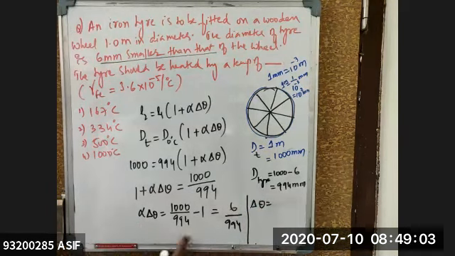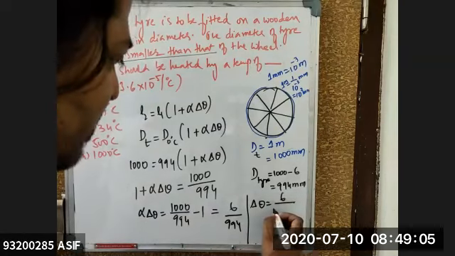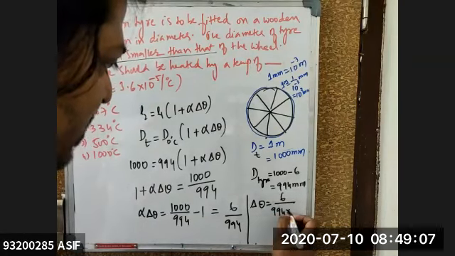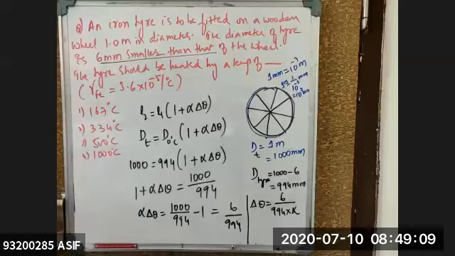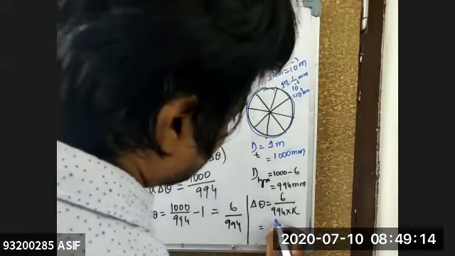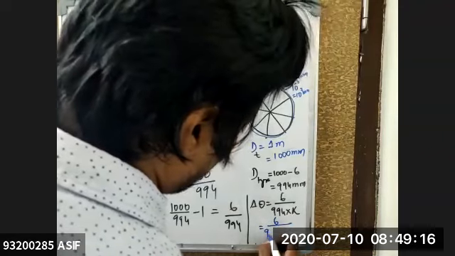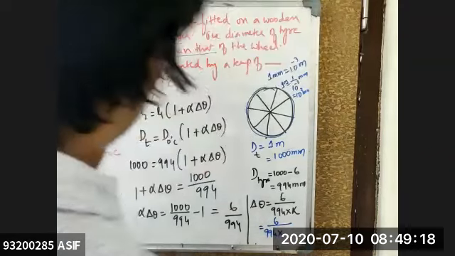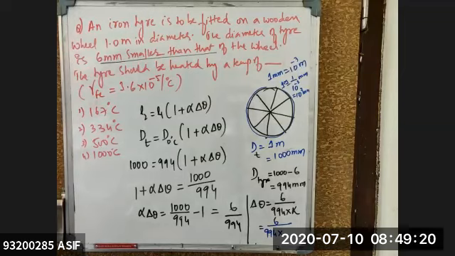This alpha will come down. So this one is 6 divided by 994 into alpha. Alpha value is needed in the problem. Let us try to simplify that. Is alpha given in the problem? No, sir. So what can we do? We can convert gamma into alpha.